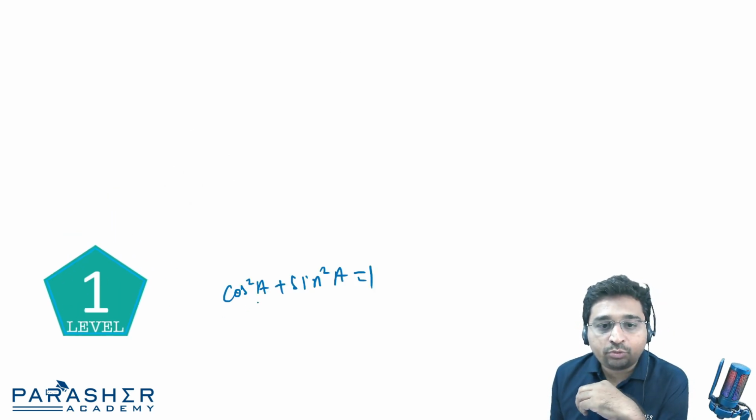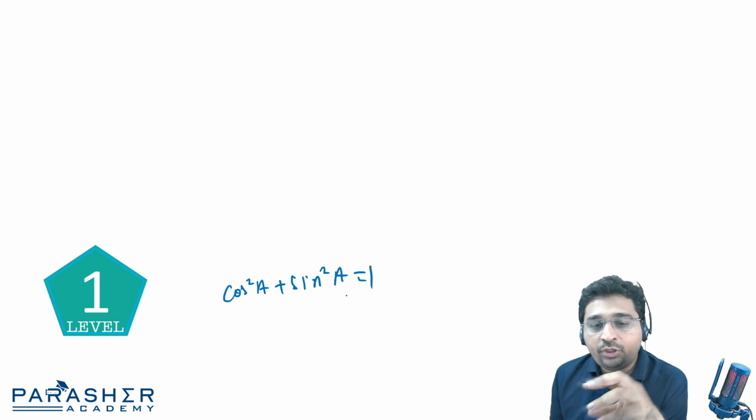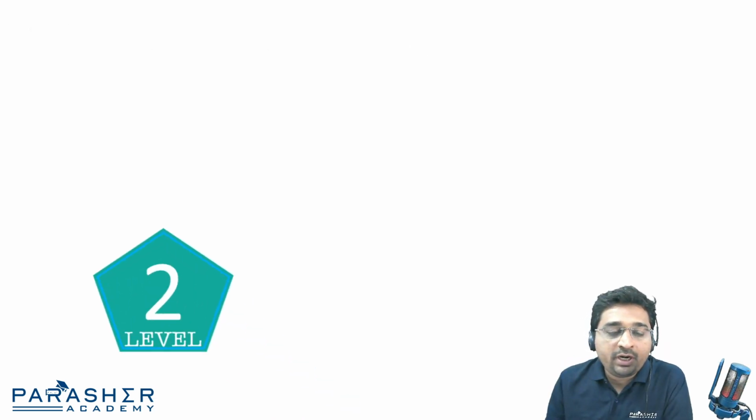You know what cos square A plus sine square A is, and you know that it is equal to 1. Either you have memorized it or you are familiar that cos square A plus sine square A equals 1.